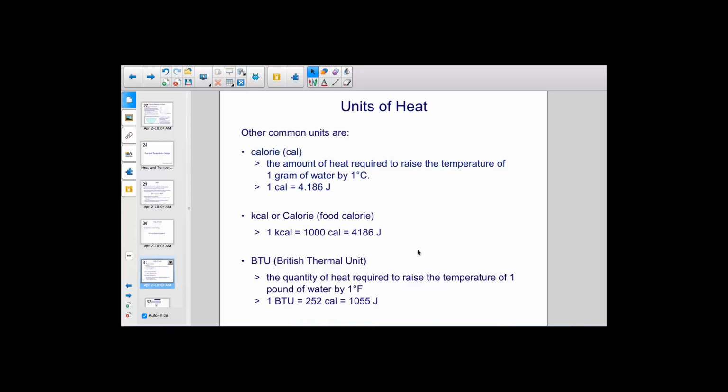Another unit is the kcal, or kilocalorie, or Calorie, but with a capital C. This is the one that you'll see whenever we're talking about calories in food. 1 kcal, 1,000 calories, is equal to 4,186 joules. Then finally, you may from time to time hear of the BTU, or British Thermal Unit. This is the quantity of heat required to raise the temperature of 1 pound of water by 1 degree Fahrenheit. 1 BTU is 252 calories, or 1,055 joules.